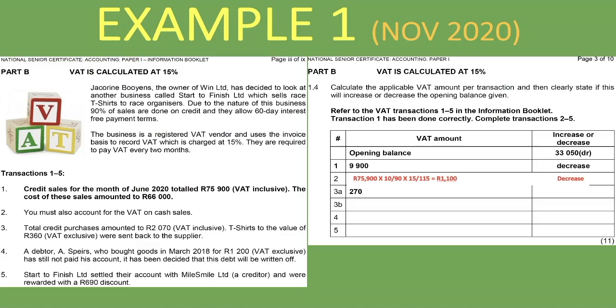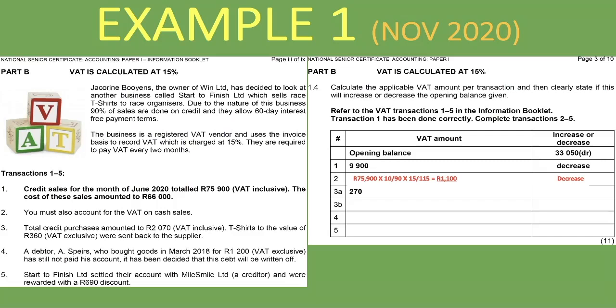All right, let's continue. Number 3 says that the total credit purchases amounted to 2,070 Rand VAT inclusive. T-shirts to the value of 360 Rand VAT exclusive were sent back to the supplier. So there are two here. We have got 3A and 3B, as you can see from the answer book here. So how did they get the 270, by the way? Well, they took the 2,070 Rand and they multiplied that by 15 and they divided it by 115%, because it was VAT inclusive. I hope it's getting clearer now. Whenever it's VAT inclusive, like I said, your denominator will always be 115%. So that's how they got the 270 Rand.